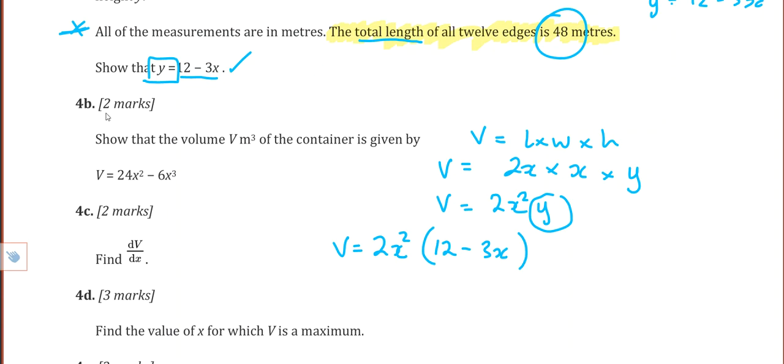So that would be one of those two marks, and then the second mark would be expanding the brackets. So that would be showing that we've got v is 24x squared, and then that would be minus 6x cubed.